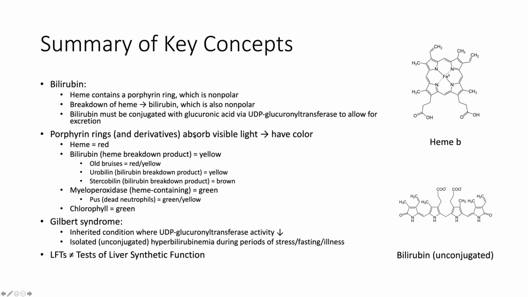Interestingly enough, they are nonpolar, and they're nonpolar because they have a lot of conjugated double bonds. And so they absorb visible light, which means they have color. So heme is red because it's a porphyrin ring that absorbs visible light because of all the conjugated double bonds. Bilirubin is yellow because, again, it's also very nonpolar, with an alternating structure of double bonds and single bonds.